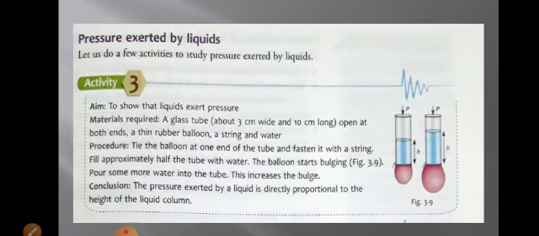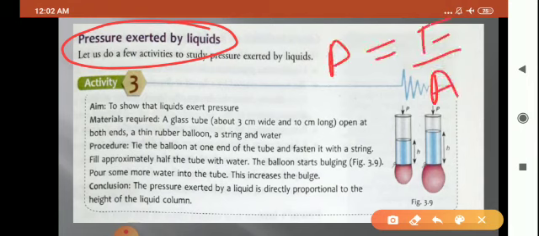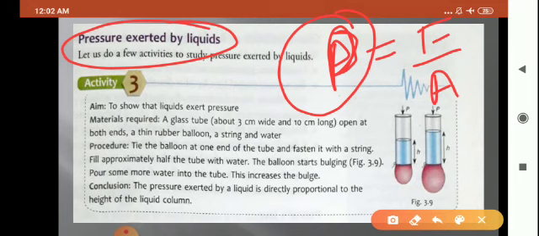So children, we are going to study pressure exerted by liquids. Now you all know, children, what is pressure? Pressure is force upon area, or you can say that pressure is the effect of a force acting at every unit area, or pressure is equal to force upon area. So here we are going to study how liquid exerts pressure.